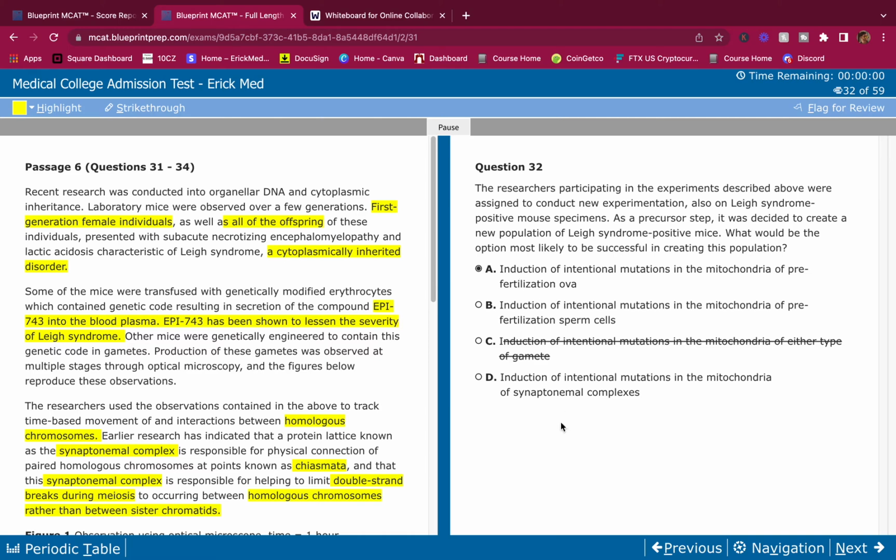You have to be confident. You can't just pick something because, you know, it sounds right. You have to pick something that is right.